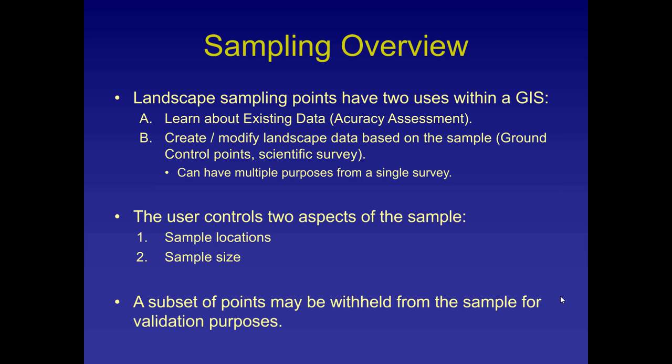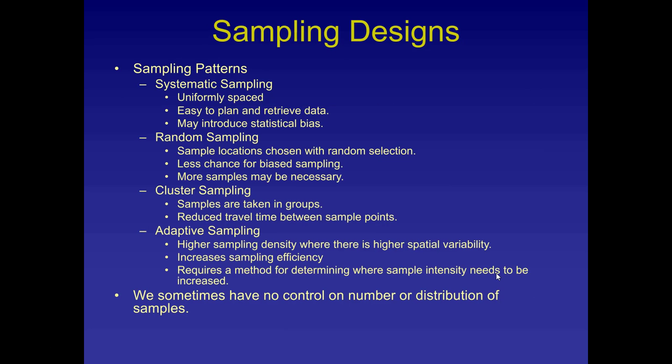When conducting a landscape sample, the user controls two aspects. One, the location of each sample, and two, the number of samples or the sample size. Generally, we will withhold a subset of points for validation purposes. There are several different types of sampling design.